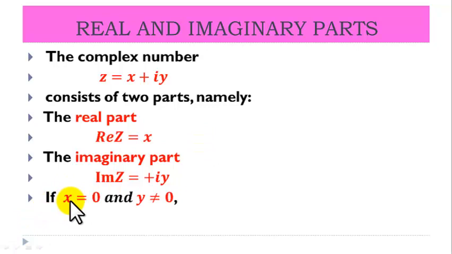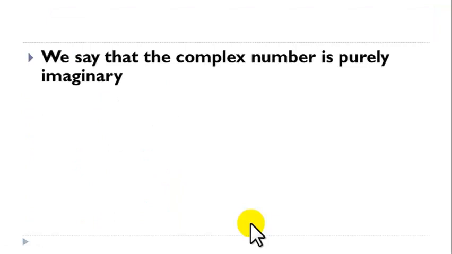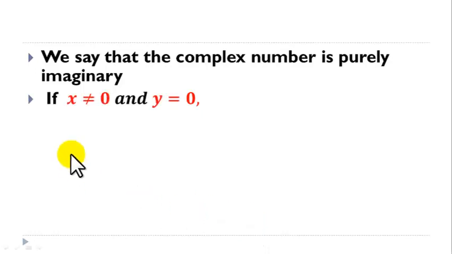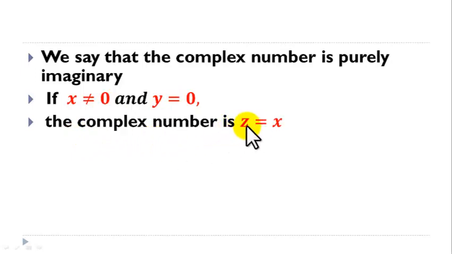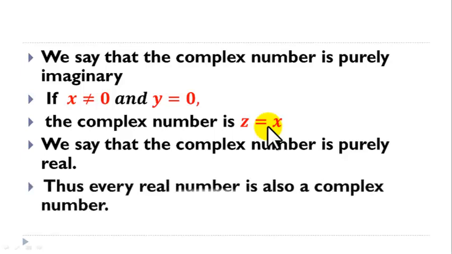If the real part x is equal to 0 and y is not equal to 0, then the complex number becomes z equal to iy. In this case, we say that the complex number is purely imaginary. On the other hand, if the real part x is not equal to 0 and y is equal to 0, then the complex number becomes z equal to x. And here we say that the complex number is purely real. Thus, every real number is also a complex number.